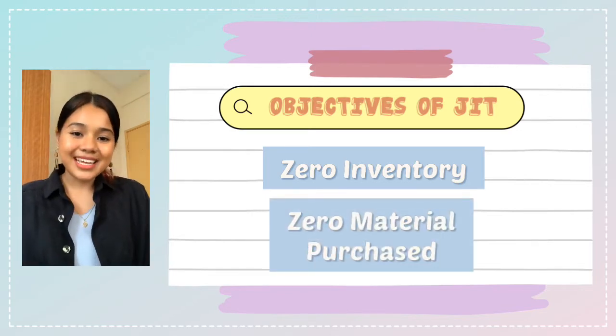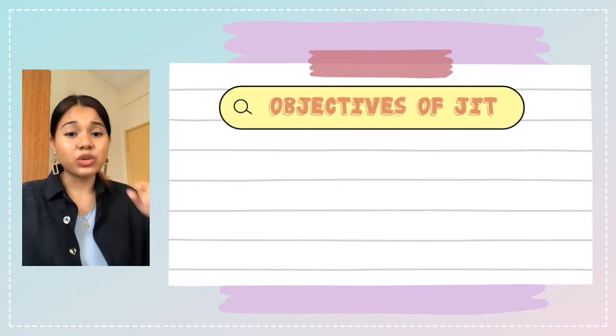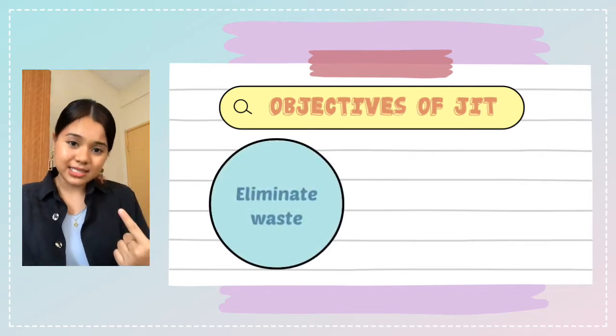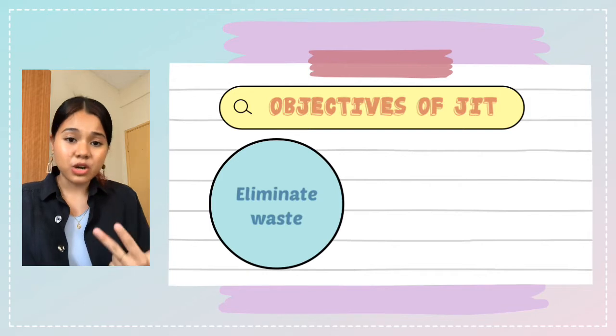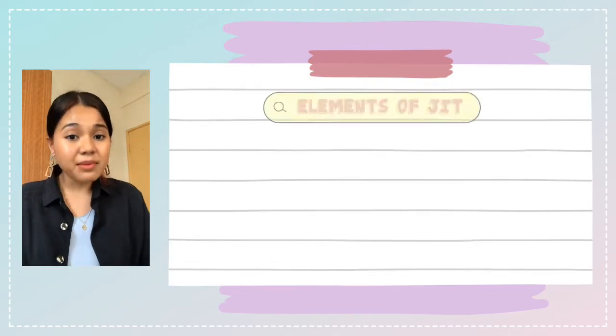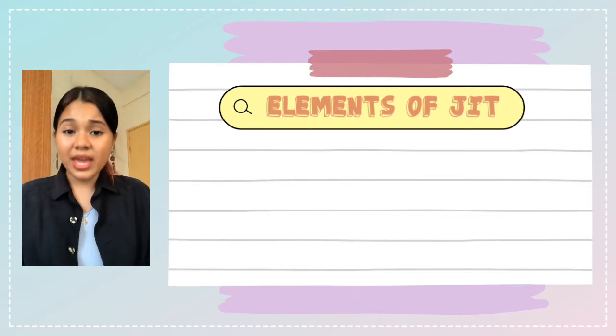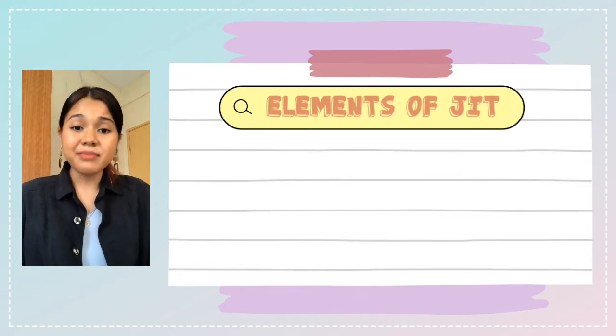Both objectives can be put into simpler words: just-in-time's goal is to eliminate waste, inconsistency, and unreasonable requirements to improve the productivity of the organization. Next, we move on to the most crucial part of just-in-time, which is the elements of just-in-time. Just-in-time elements are related to heijunka, which means leveling in Japanese.